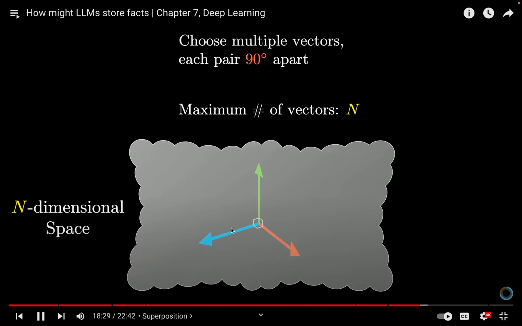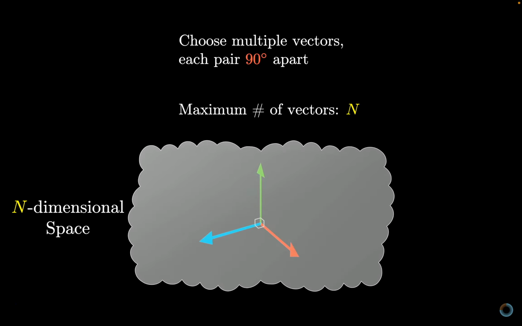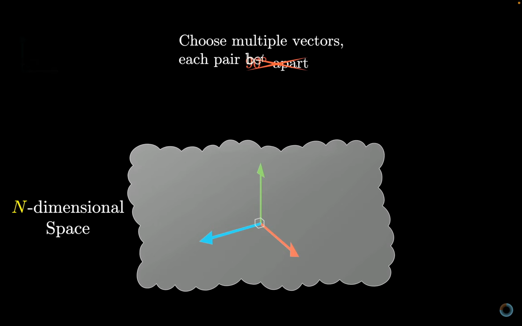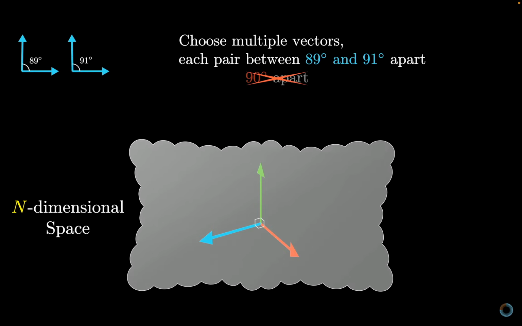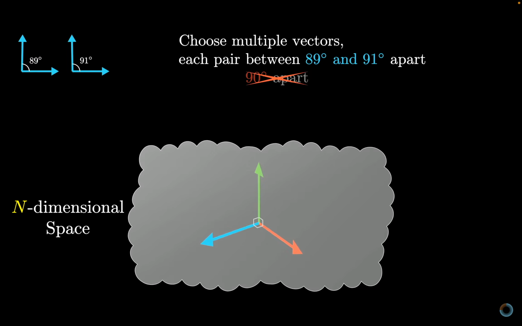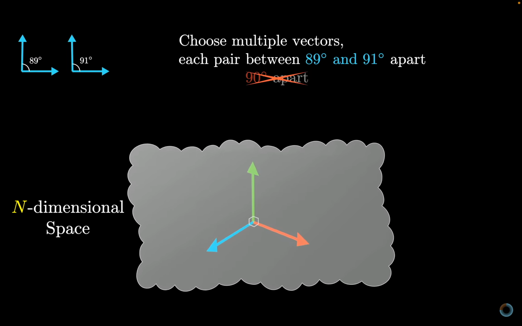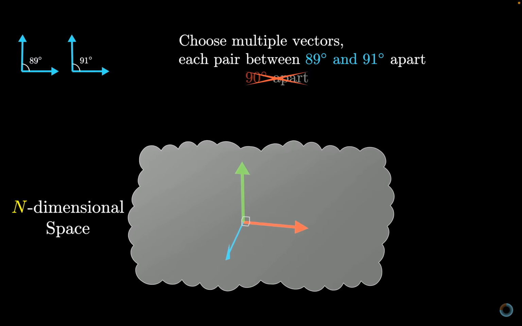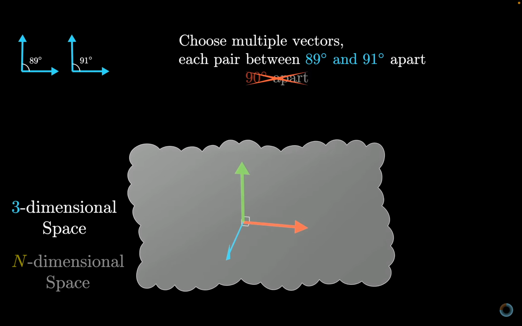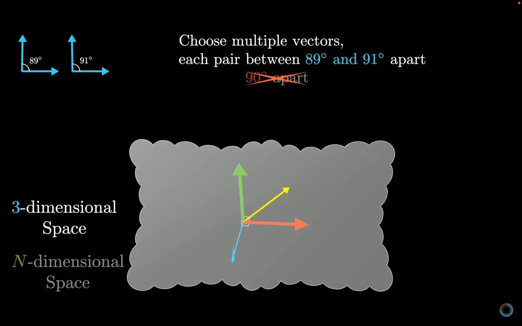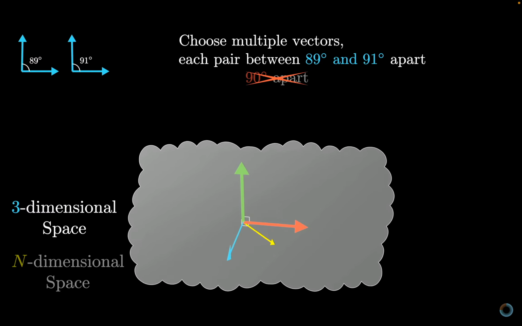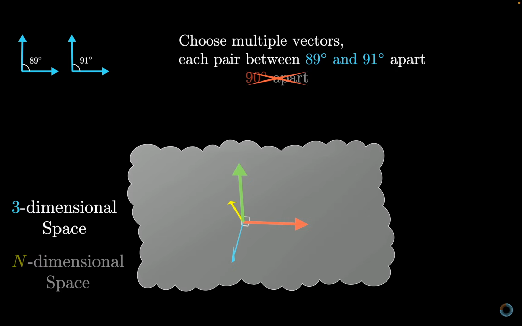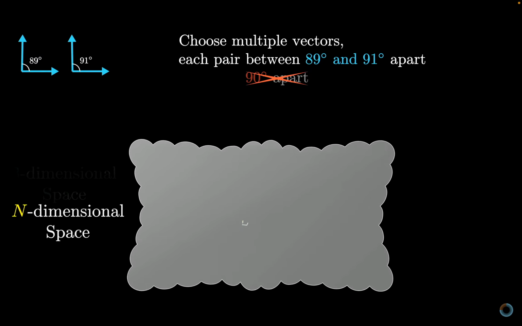But where it gets interesting is if you relax that constraint a little bit and you tolerate some noise. Say you allow those features to be represented by vectors that aren't exactly perpendicular, they're just nearly perpendicular, maybe between 89 and 91 degrees apart. If we were in 2 or 3 dimensions, this makes no difference. That gives you hardly any extra wiggle room to fit more vectors in, which makes it all the more counterintuitive that for higher dimensions, the answer changes dramatically.